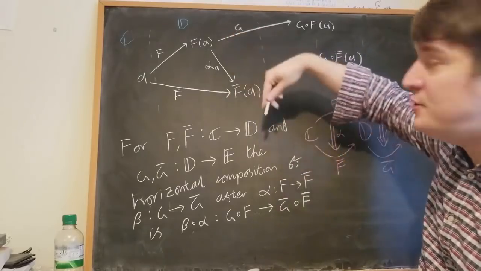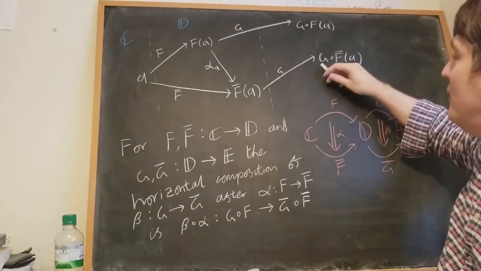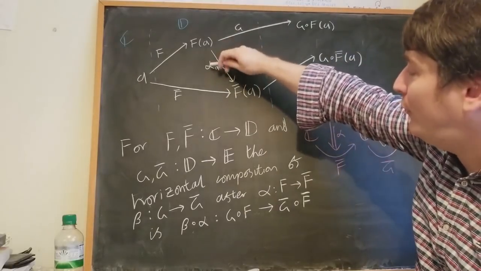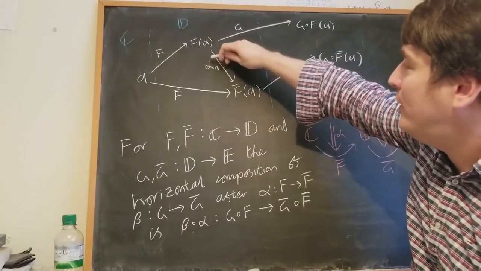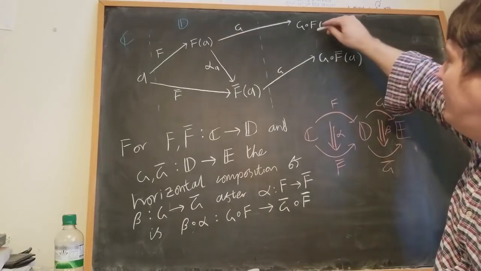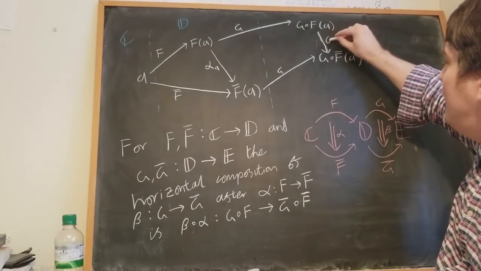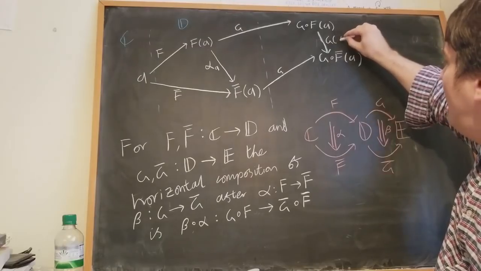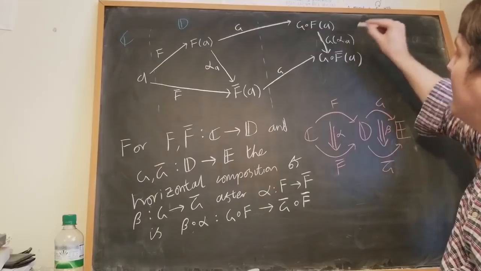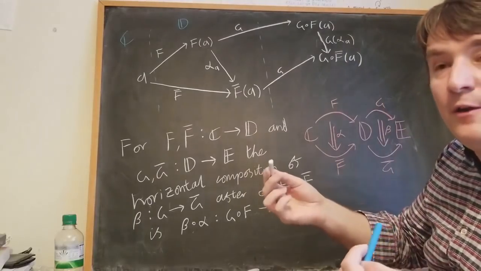So when we apply G to this stuff, we'll get G after F of A and G after F bar of A. And remember, functors also operate on arrows. So this component of this natural transformation here is going to get lifted to an arrow over here, and that's just going to be G of alpha of A.